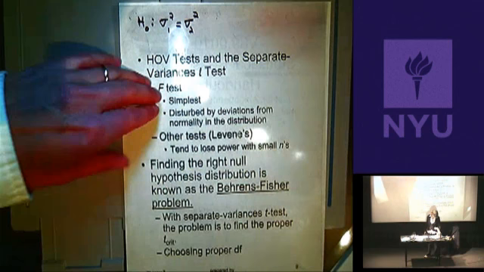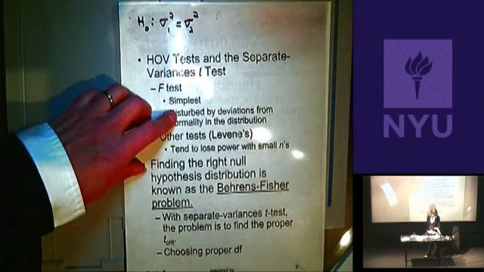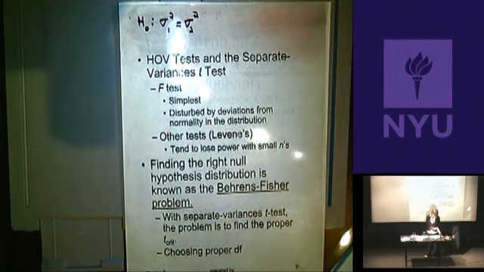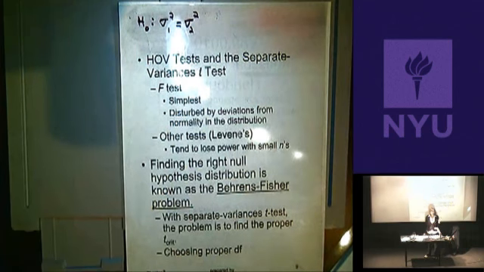But so the one test, the F-test, is not the one that we're going to talk about a lot now. That's the one in chapter 12. It's a very simple test, but it's not very reliable. The other test is something called Levene's test. Levene's test comes out automatically in SPSS. So it's useful.